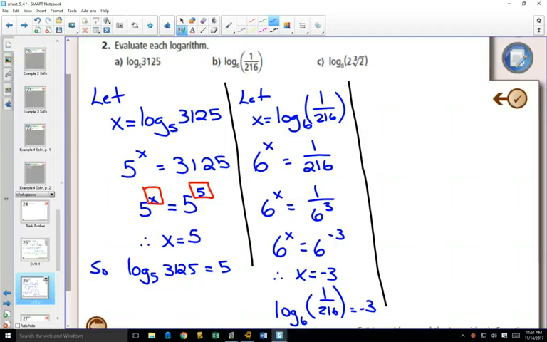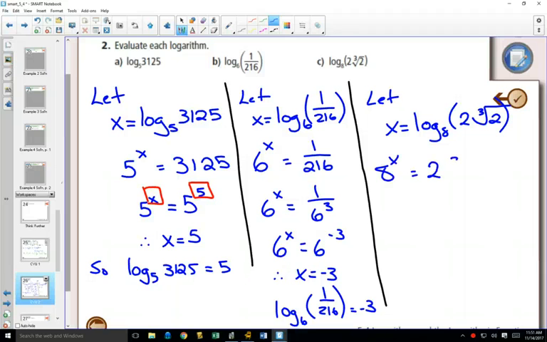Our last example is a little bit more difficult. But again, we're going to let x equal that. Same idea. And change it to exponential form. 2 cube root of 2. Think of your powers chart. Is there a column? Is there a base where all of those numbers can be written as?